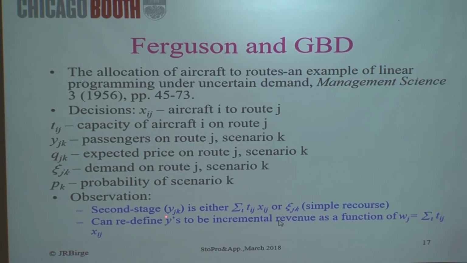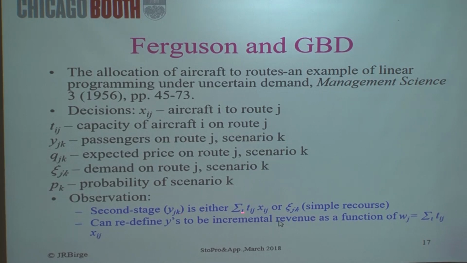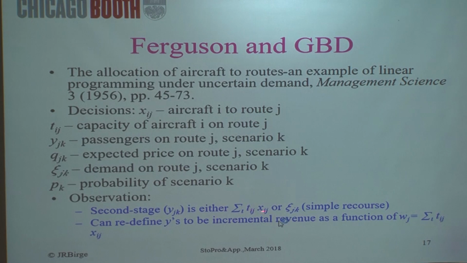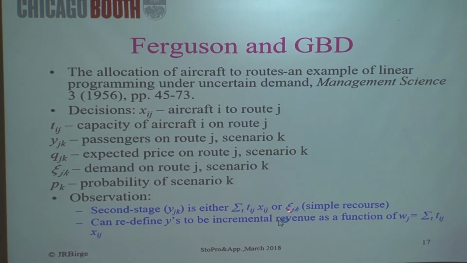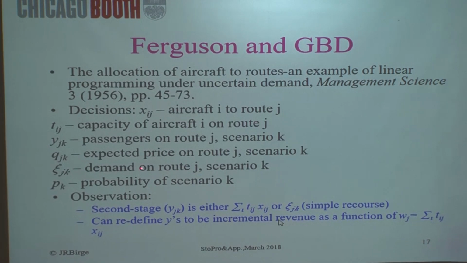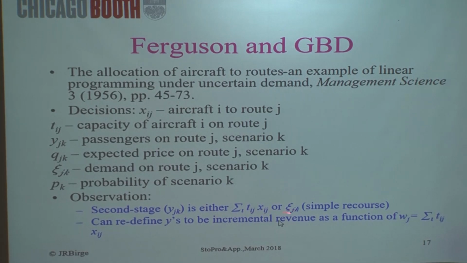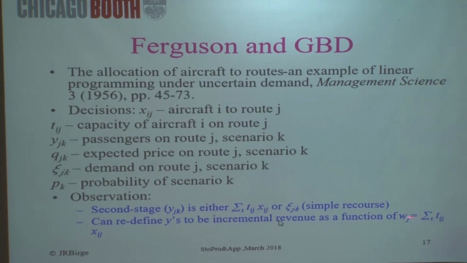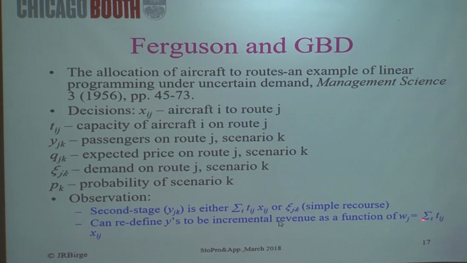So in the second stage, the y variables are either going to be the capacity, or they're going to be whatever the demand is. So I'm either going to have capacity or the demand. And as I said, I can redefine the y's to be the incremental function instead of the chi. I called this w. So incremental functions of w. So the w is the same as the chi I had in the previous slide.